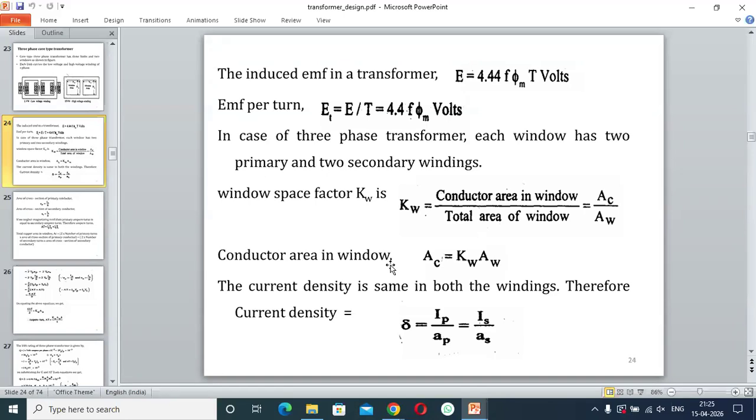So first we talk about the window space. If you talk about the window space, then it will be the conductor area divided by the total area of the window. So one is the conductor area and the other is the total area of the window. So this comes as AC upon AW. AC is equal to KW multiplied by AW, or the current density delta will be IP upon AP or IS upon AS.